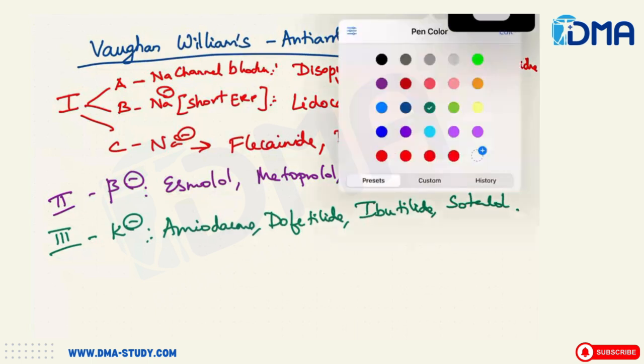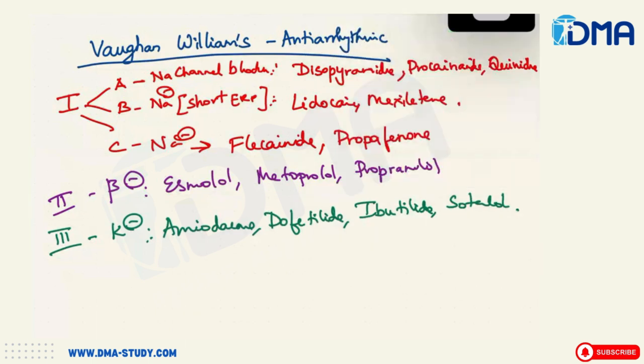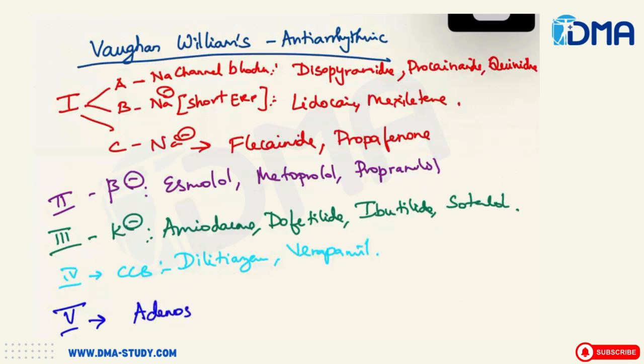Class 4 would be calcium channel blockers. Diltiazem, verapamil would be class 4. Class 5 would be the miscellaneous ones like adenosine, digoxin. So this is how the antiarrhythmic agents are classified.